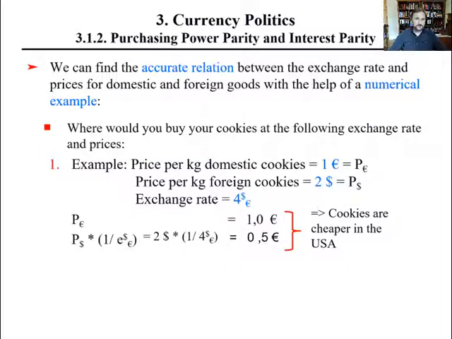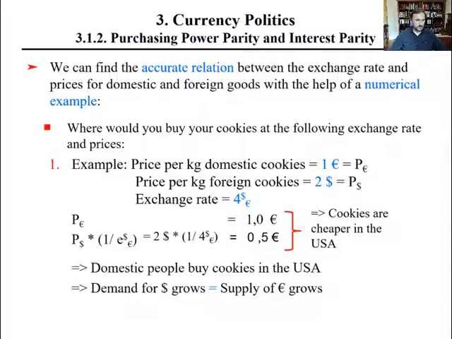So what would happen then? Well, nobody would like to buy cookies in the euro area since they are much more expensive. Instead, all people would try to buy cookies in the United States. So Europeans would demand dollar and at the same time supply euro. It's basically the same because if you demand dollar, you have to give away euro. So supply of euro implies demand for dollar and vice versa.